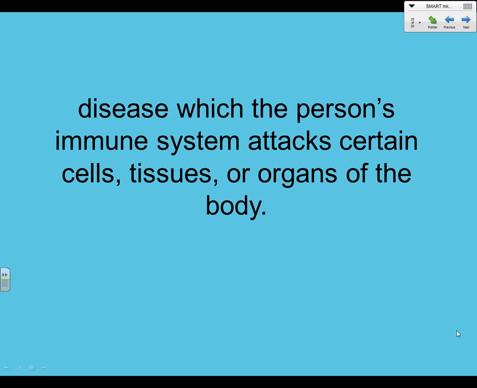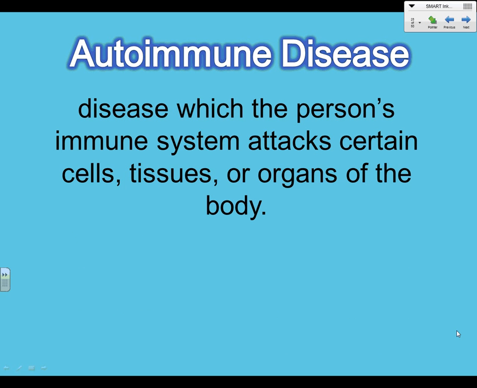All right. The next disease is a disease in which the person's immune system attacks certain cells, tissue, or organs of the body. What type of disease do you think this is, Jack? No, I need an answer when you raise your hand. Darius. No. This is autoimmune. Autoimmune, and this is your body attacking itself.